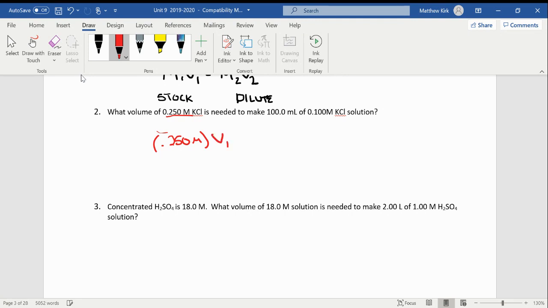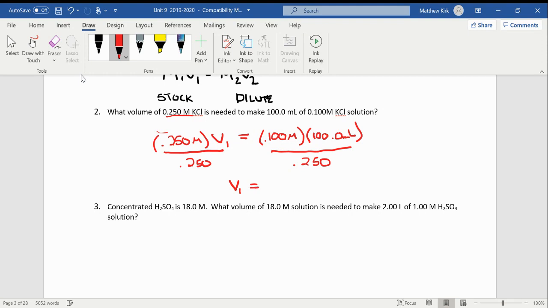So that tells me I don't know V1. And I want to make 100 milliliters of that 0.1 molar solution of potassium chloride. So my M2 would be that lower concentration of 0.1 molar. So notice I've plugged in, and then to do the math, I always just divide both sides by whatever is next to my x. So divide both sides by 0.250. So 0.1 times 100 divided by 0.25. And then I get my V1.